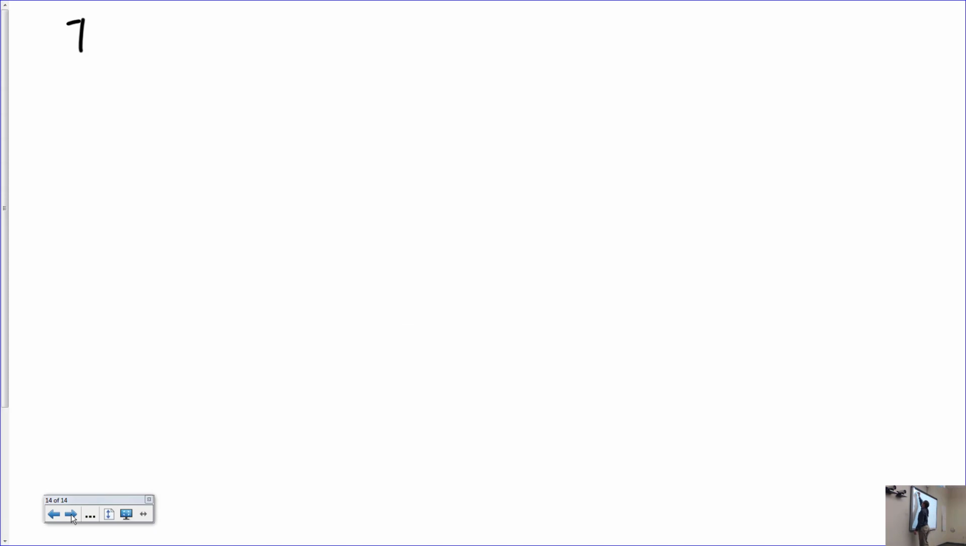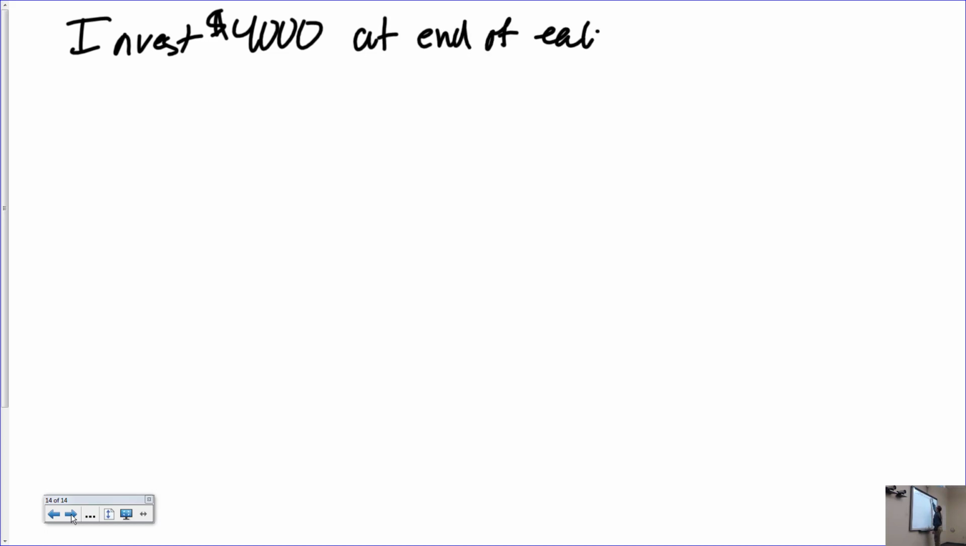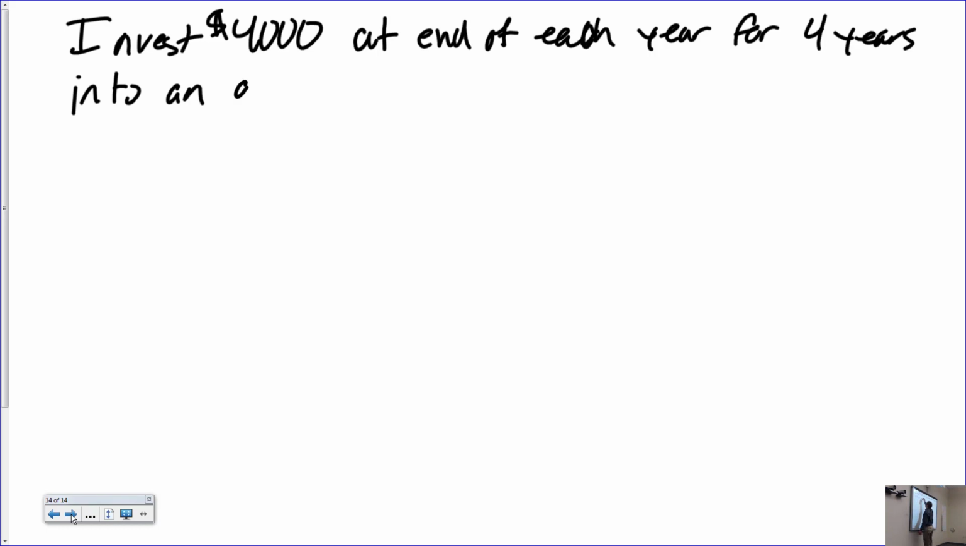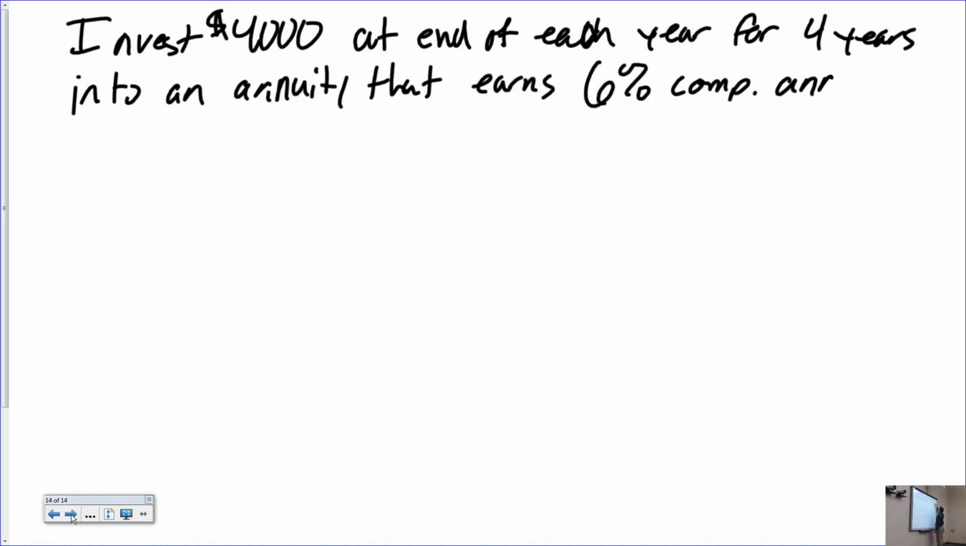So, let's suppose that we invest $4,000 for us, because we're going to do it ordinary, at the end of each year for 4 years into an annuity. There's two N's in annuity. That earns, let's be conservative and say 6% compounded annually.